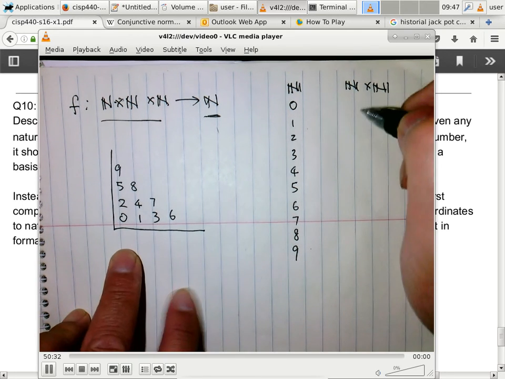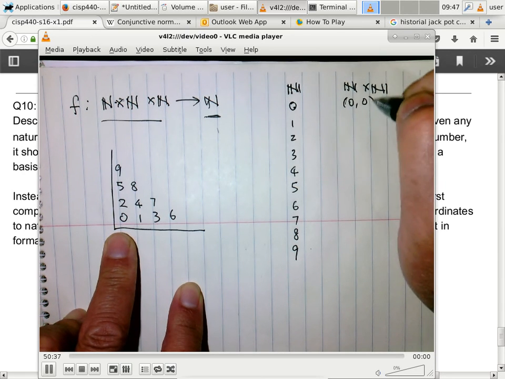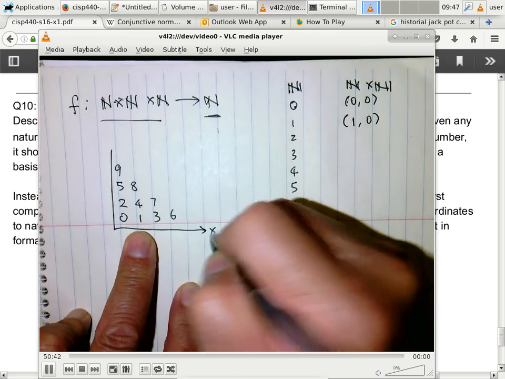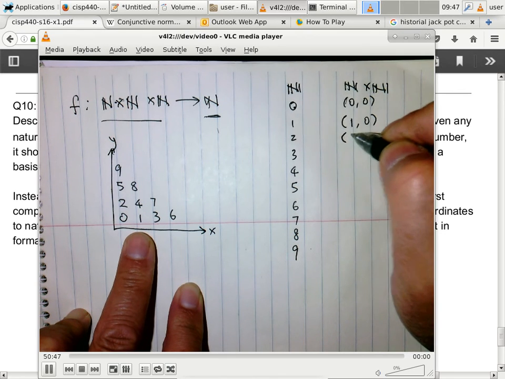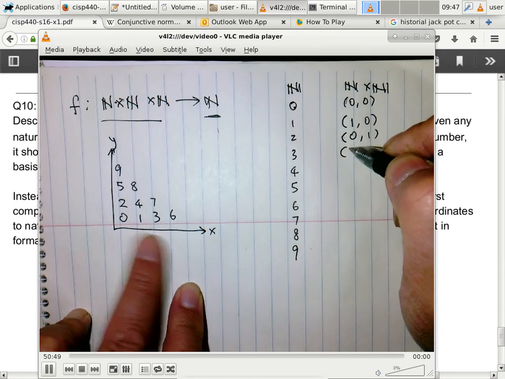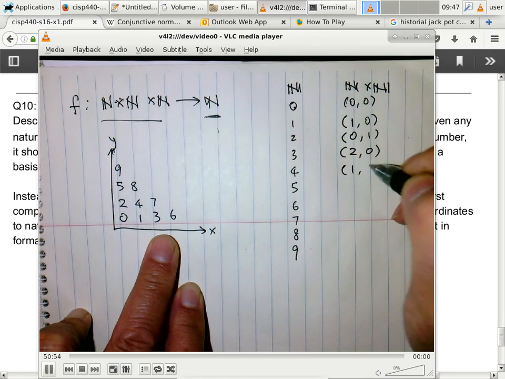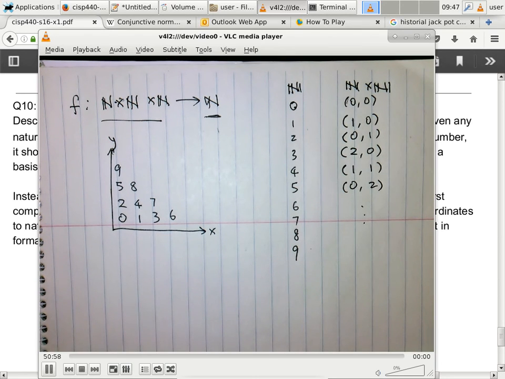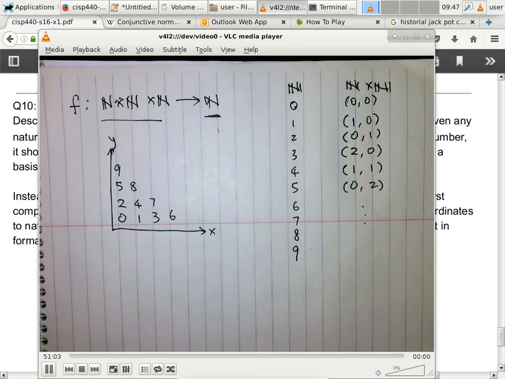But then you just look at this and go, okay, 0 is corresponding to the coordinate 0, 0. 1 is corresponding to 1, 0, because this is x and this is y. And 2 is corresponding to 0, 1. 3 is corresponding to 2, 0. 4 is corresponding to 1, 1. 5 is corresponding to 0, 2, and so on. But this is not quite 3-dimensional. It's only 2-dimensional. So what can we do about this part?